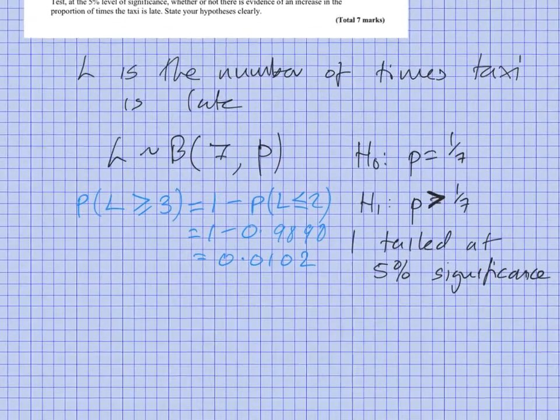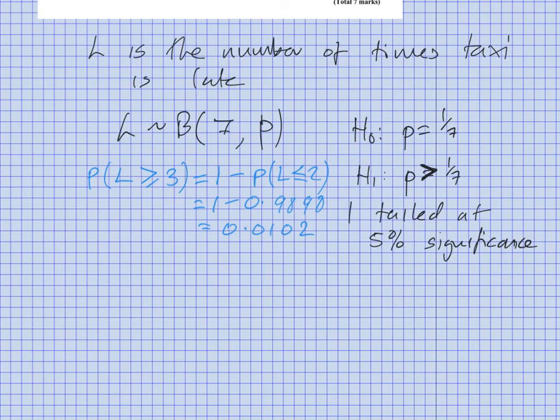Now we need to establish and check if that is significant. Well, 0.0102 is less than 0.05. So this is a significant result. Therefore, there is evidence to reject H0. Okay, so far so good.